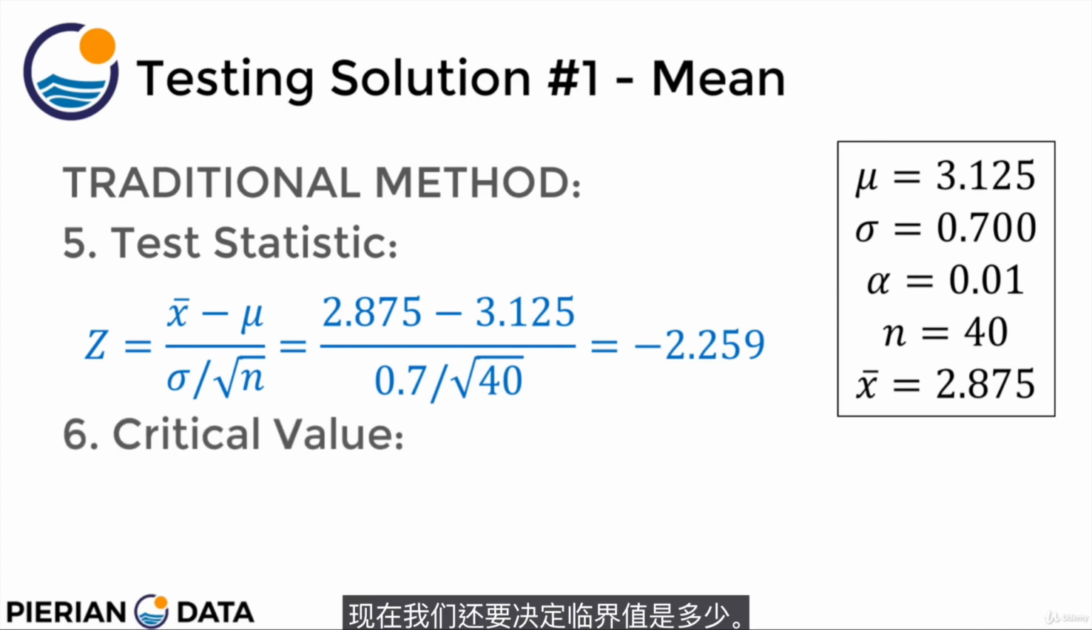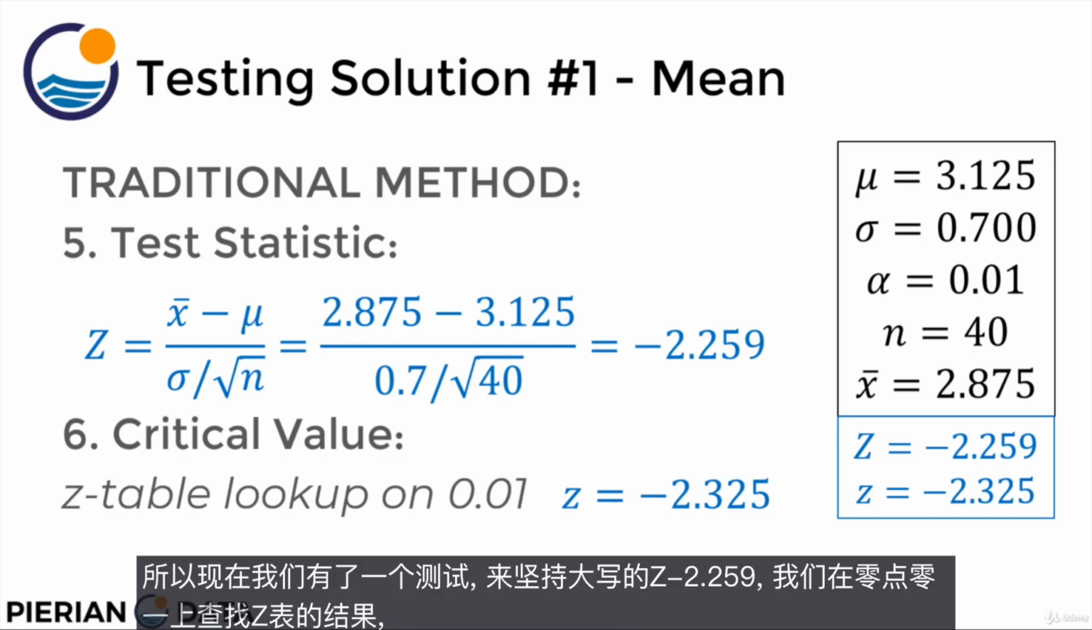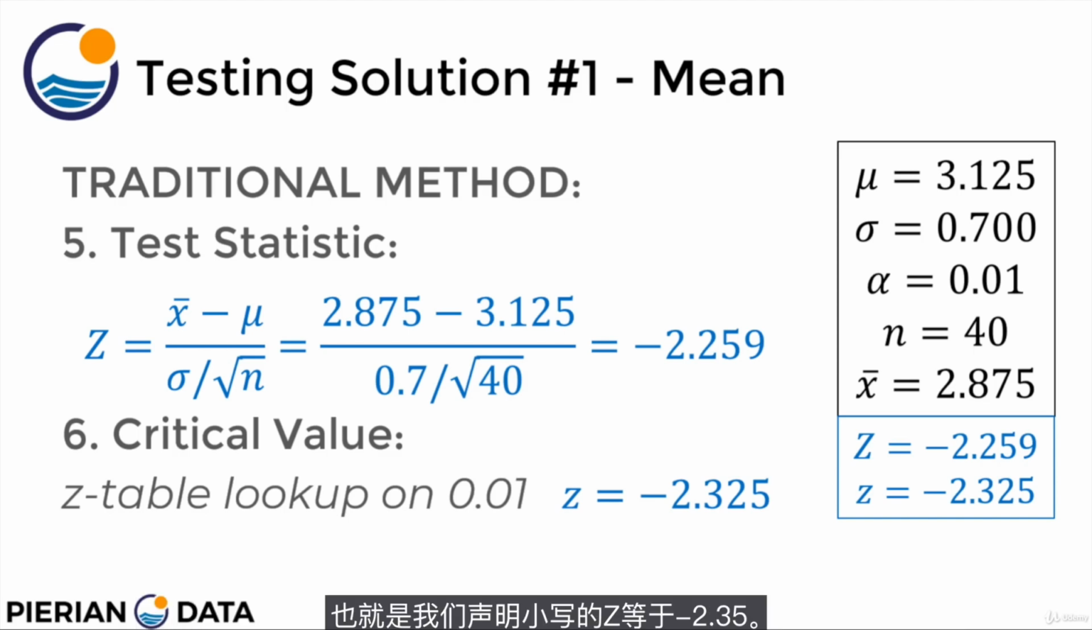And now we also have to decide what the critical value is. So what we end up doing is we do a z-table lookup on our alpha value. So that alpha value was 0.01. So now we have our test statistic, that capital Z, negative 2.259, and the result of our z-table lookup on 0.01, which we state as lowercase z is equal to negative 2.325.